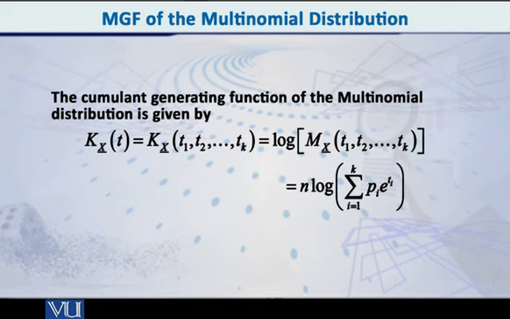So this is equal to the logarithm of summation pi e raised to ti whole raised to n, and obviously since we have taken the log, the n in the power will come down and we will get n log of summation pi into e raised to ti.